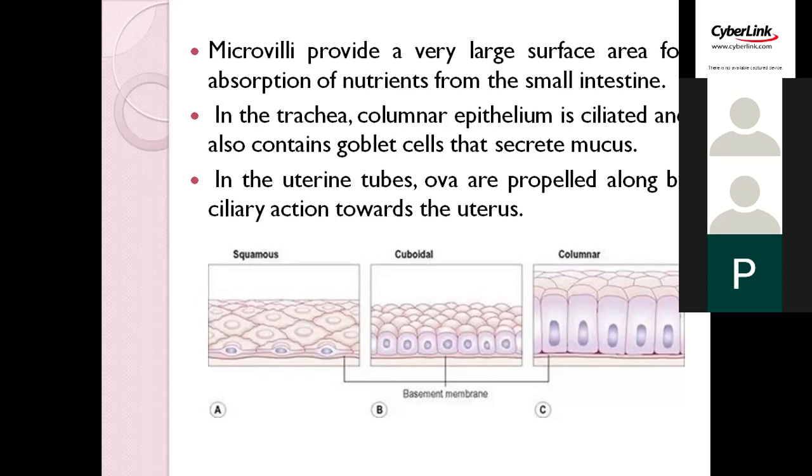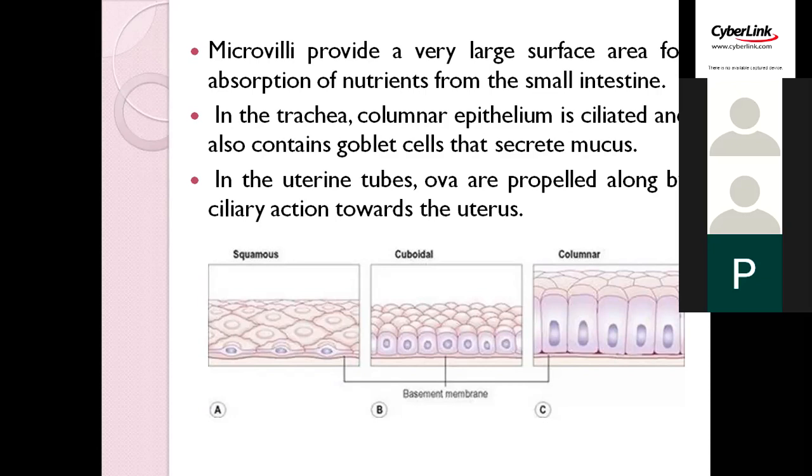Then in the uterine tubes, the ova are propelled along by the ciliary action towards the uterus. Uterine tubes are a part of the female reproductive organs. You will be learning this when you learn more about the reproductive systems, how after the menstrual cycle, during the ovulation period, the ovum is released, then it goes to the uterine tube, and how that process is done with the help of the cilia.